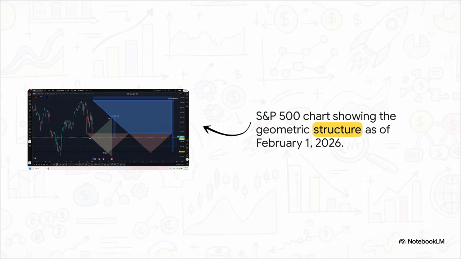Okay, so take a look at this chart. According to the source material, this is the S&P 500 on February 1st, 2026. See that geometric structure laid over the price? The system has flagged that level M as the primary entry point. And as you can see, the price has just hit it.